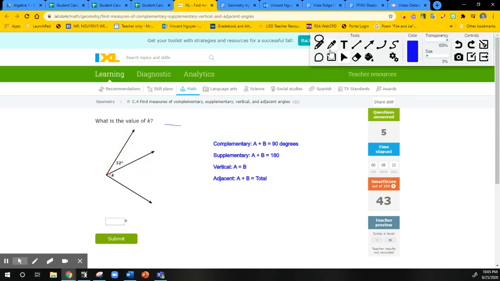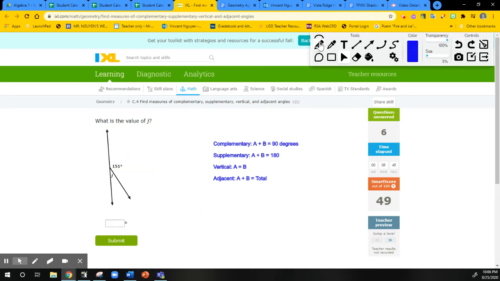a little bit here. After this one, I will skip. So this is 90 degrees, right? So 90 minus 32. That's what you want to do because the total is 90, right? 90 minus 32, I believe it is 58. 58, yep. Submit. Okay, nice job.